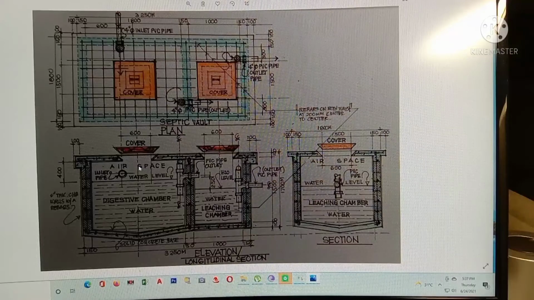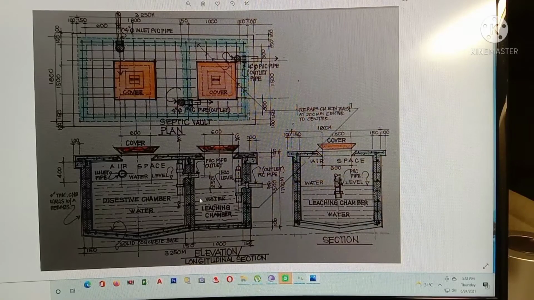Because the air space is the one that helps to deliver whatever is inside into the outlet. This air is called like a ventilator or air vents that will help to deliver whatever is inside this compartment to the outlet. So how? I have provided pipes here. You know the pipe here? This is made up of PVC pipe of about 4 inches diameter. So I put a hole here into the leaching.